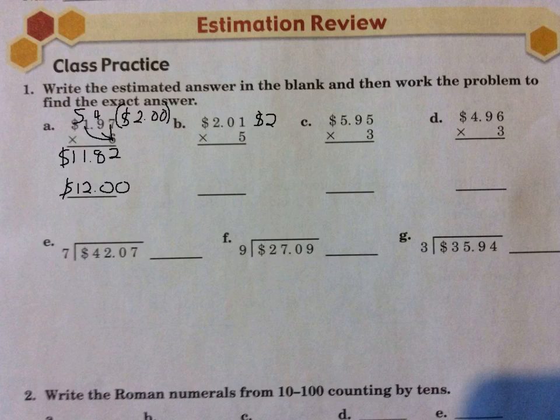$2.01, that's close to $2. Now first I'll do the blank first. I feel like that's easier. Get that done. 5 times $2, that would give us $10. 5 times 1 is 5. 5 times 0 is 0. 5 times 2 is 10. Now remember, if the decimal is 2 places over, then in your answer you put it 2 places over.